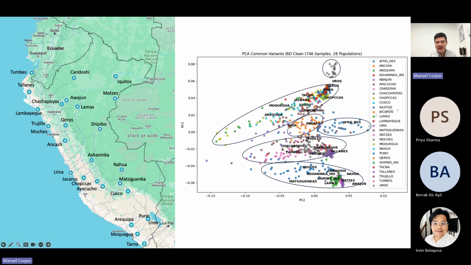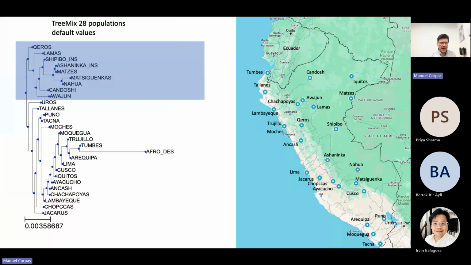The populations that are in the Amazon tend to cluster together. The Afro-descendants, they tend to cluster together. The ones that are in the coast, they tend to cluster together. And then you have some of them which are admixed, very admixed, like the ones in Lima, in the capital. Okay? And again, you can see that just by looking at the genetics, in a sort of blind way, you get this clustering, which makes sense when you look at the geography and the history.